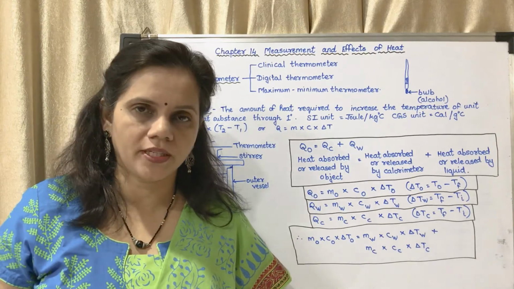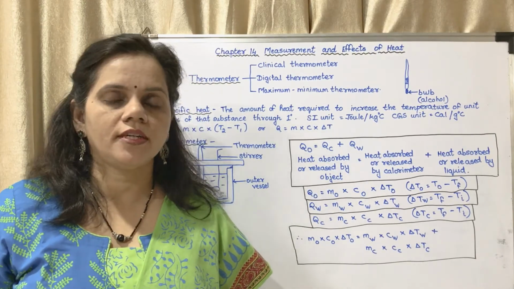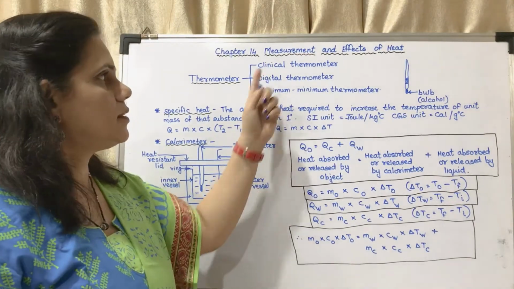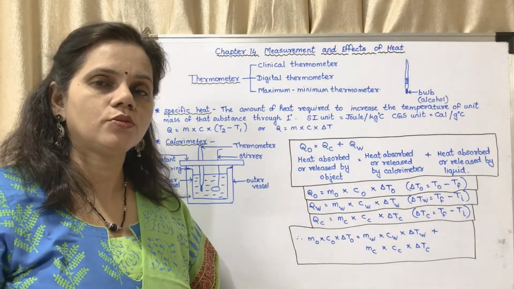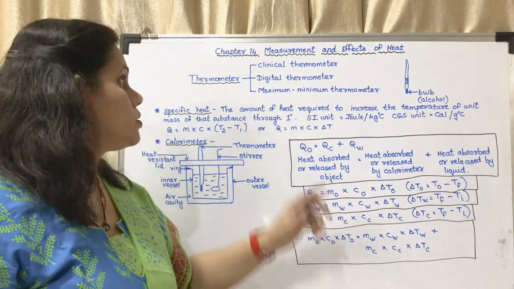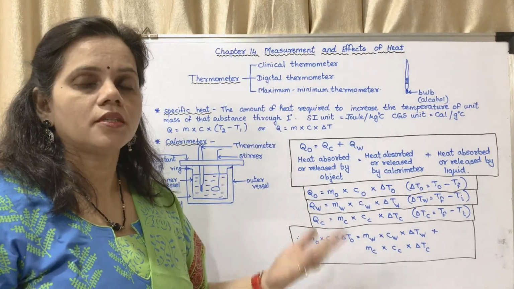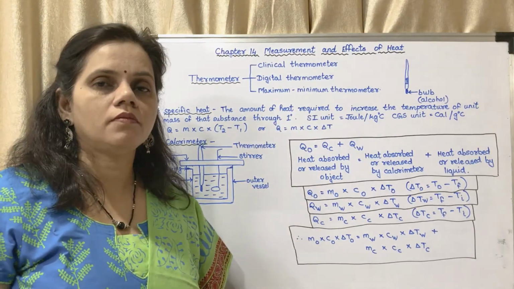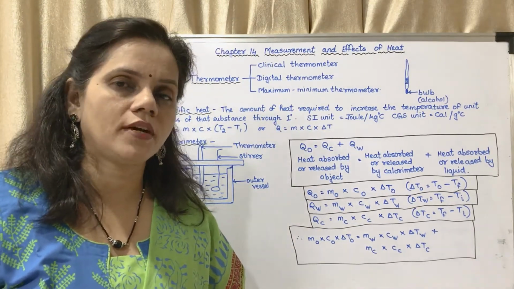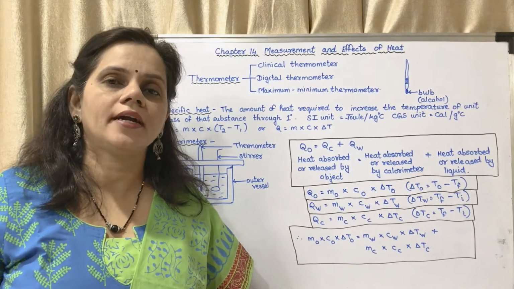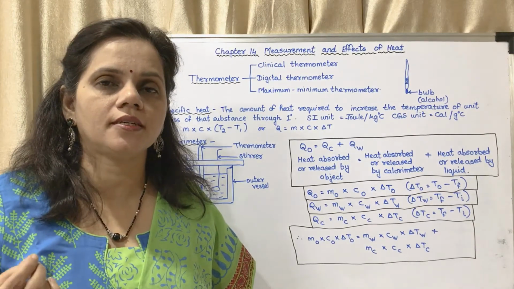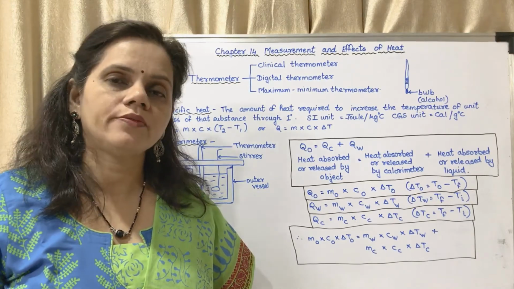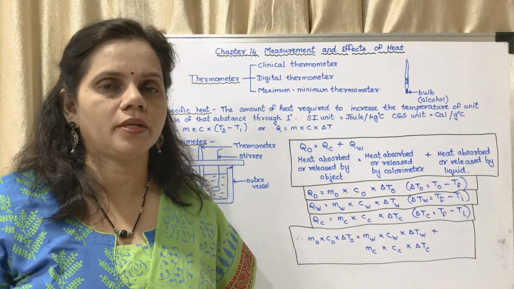We use a thermometer. Thermometers are of different types. The different types of thermometer are a clinical thermometer, which we use at our homes, a digital thermometer, and a maximum minimum thermometer, which is used to measure the temperature of a wide range in a day, that is the weather. So minimum and maximum temperature. First we will study about the clinical thermometer.